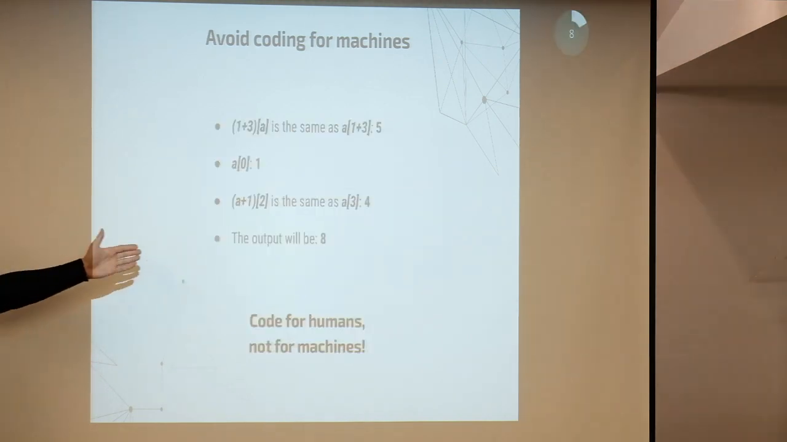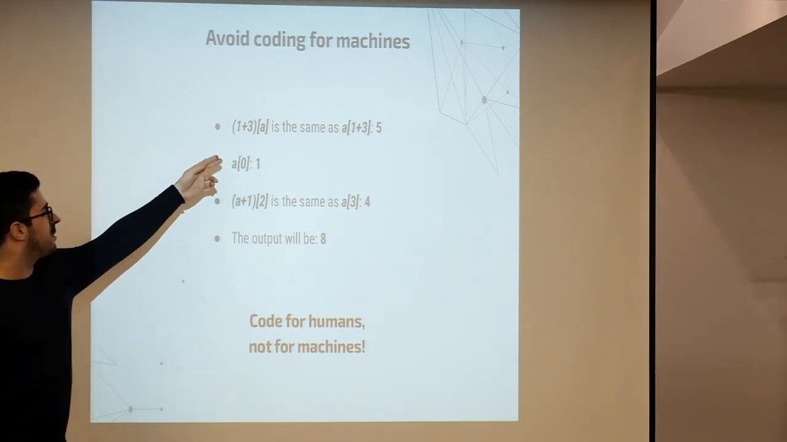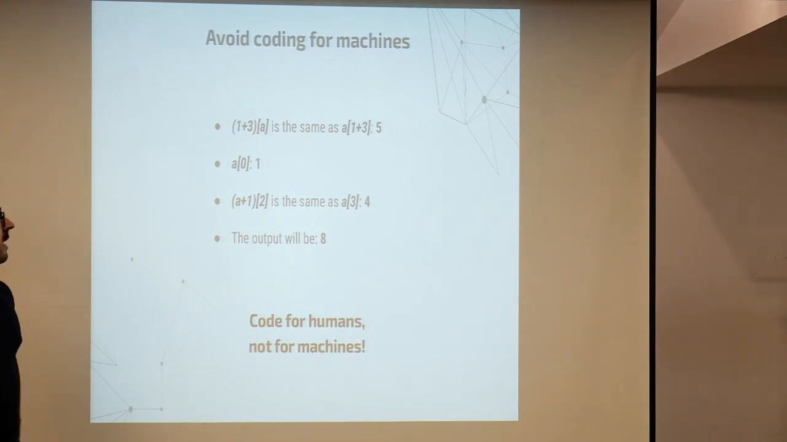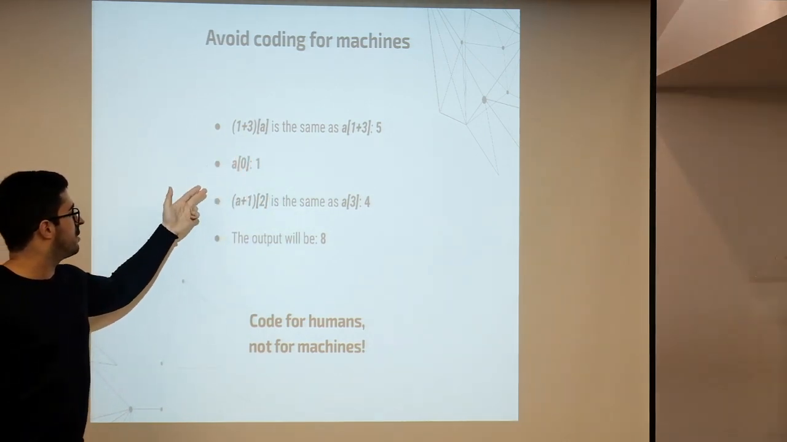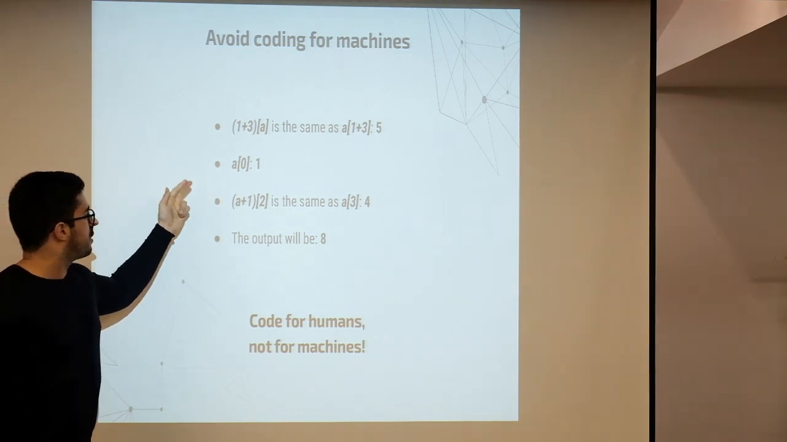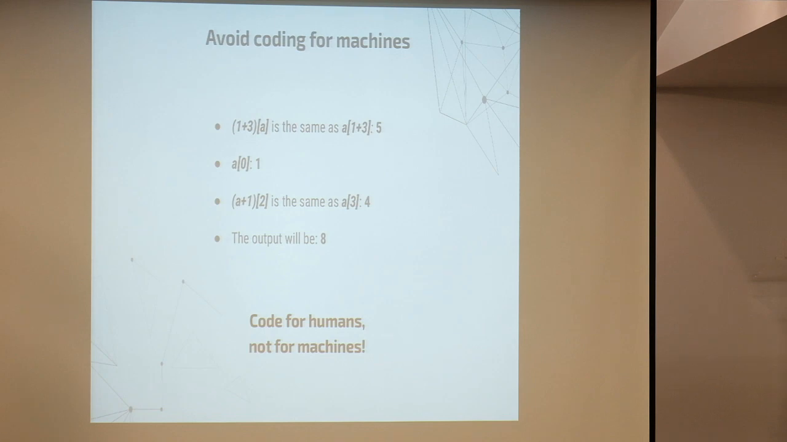It actually outputs 8. Because it's pretty much the same as 1 plus 3, and the square bracket operator A[3] is actually the same as 3[A]. This one is pretty straightforward, and this one is also the same as A[3], which equals 4.